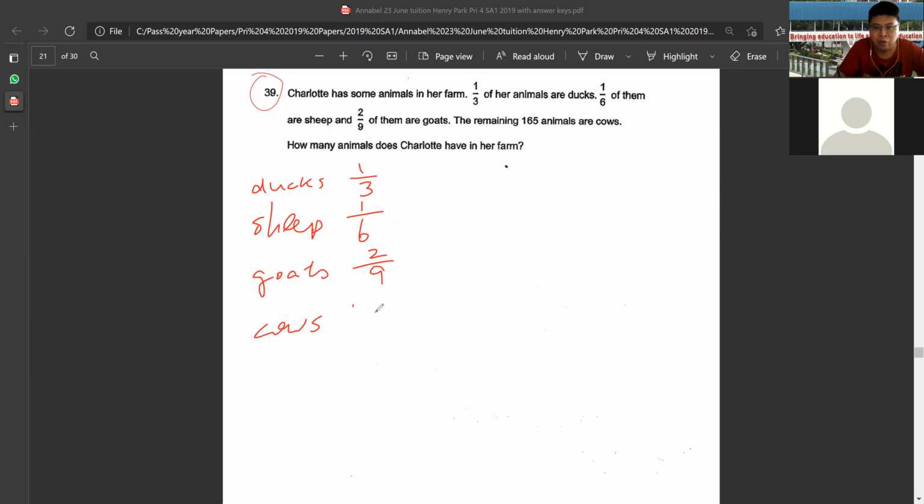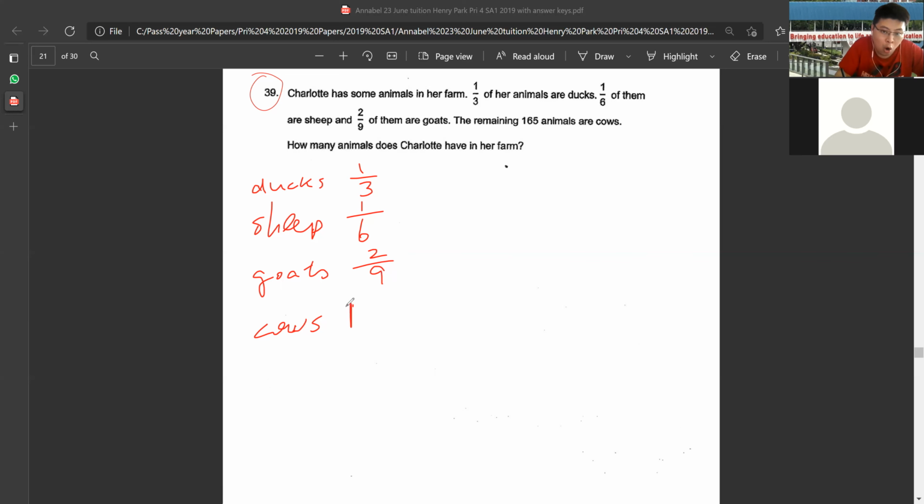How do you find the fraction for cows? Find the fraction for ducks, sheep and goats, add everything together, and then after that, minus. No, no, 165 is wrong already.